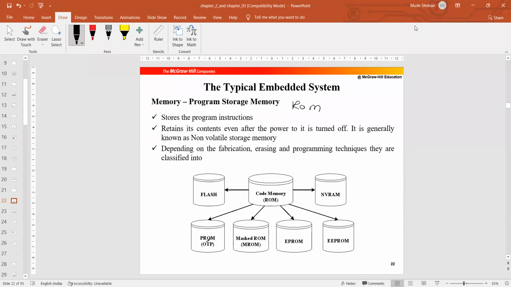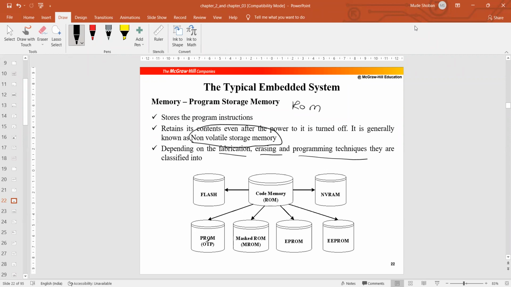It retains its content even after the power is turned off, because ROM memory, you know that, is a permanent memory. It is generally known as non-volatile storage memory. ROM memory is a non-volatile storage memory, or you can call program memory non-volatile storage memory. Third point, depending on the fabrication, arranging and programming techniques, they are classified as shown in the figure.